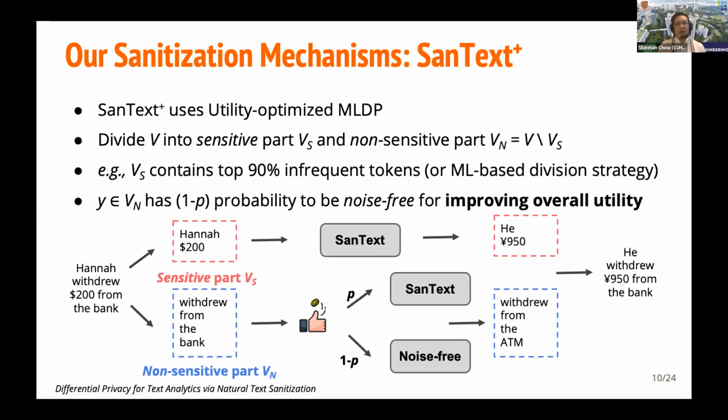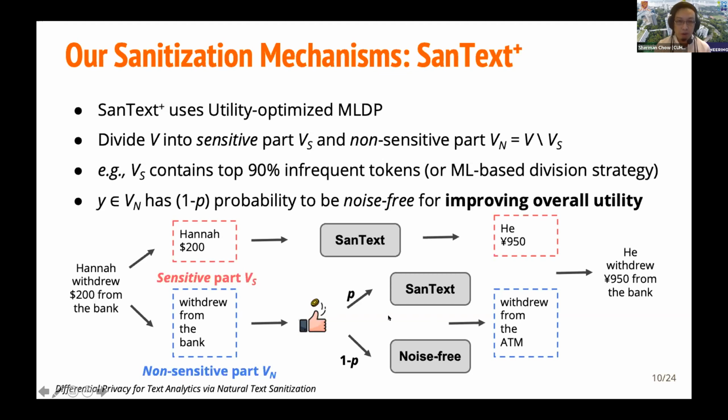The next one is SANTEXT+, our main mechanism, which also incorporates the utility-optimized LDP notion. We divide the vocabulary space into sensitive and non-sensitive parts. In particular, for our experiment, we just use a simple approach of taking popular words in the vocabulary that we consider non-sensitive, such as AND or other very common words. Of course we can use more sophisticated mechanisms, but in our experiment this suffices. Again as a toy example, maybe we are considering financial statements. The names and the amounts will be sensitive, but withdrawal and deposit are regular operations, so we don't consider them sensitive, and then we add the noise accordingly.